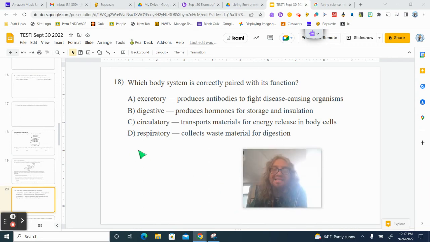Question 18. Which body system is correctly paired with its function? A. Excretory produces antibodies to fight disease-causing organisms. B. Digestive produces hormones for storage and insulation. C. Circulatory transports materials for energy release in body cells. D. Respiratory collects waste material for digestion.